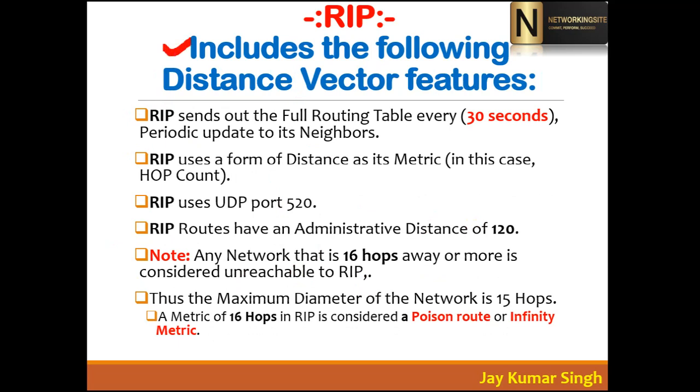Now, some other features. We have already talked about this one: RIP sends periodic routing table updates to its neighbors every 30 seconds, and it is periodic, so every 30 seconds you will be receiving the updates. RIP uses a form of distance as a metric to calculate the best path to reach a destination, and that metric is known as hop count. RIP uses UDP port number 520.